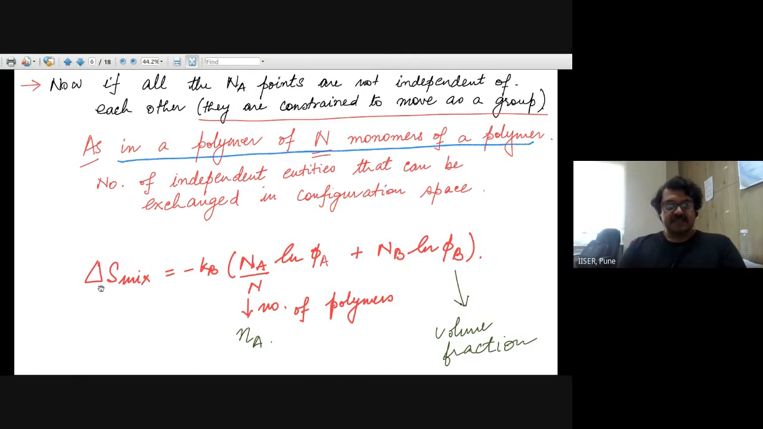As a consequence, the entropy of mixing becomes minus Kb [Na by n], this is basically the degree of freedom, into ln phi A plus Nb ln phi B, where Na by n is essentially the number of polymers. Now, what you can interchange between positions is not a single particle, but a whole polymer, and each polymer has n monomers and degrees of freedom, if you like, right? They are constrained to be together, so you can move now n A particles and exchange, and then you will get the same state, I mean, same configuration state or same microstate, if you like.